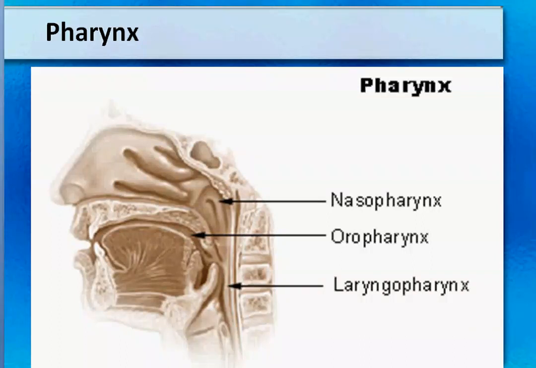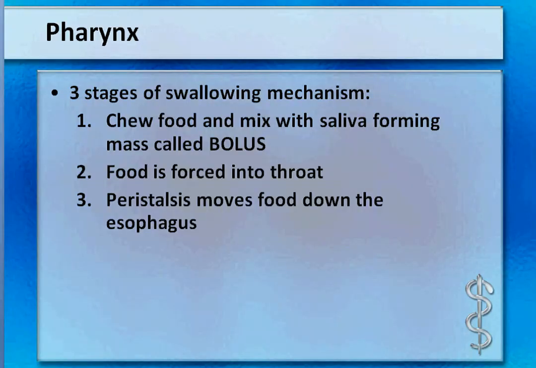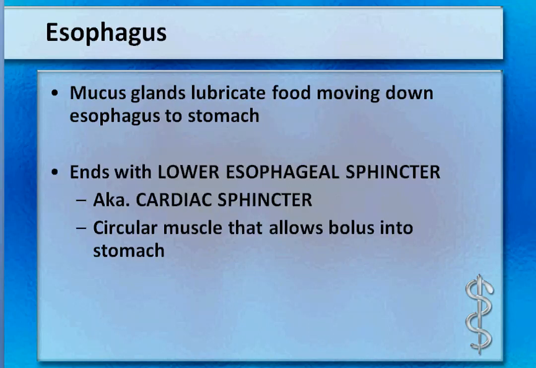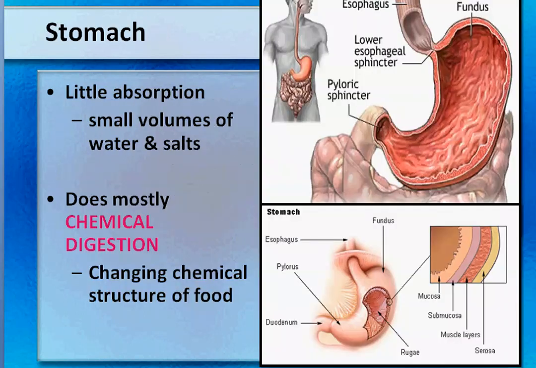There's another view of these guys. Kind of get the idea. Here's three stages of a swallowing mechanism. Excellent test question. Going on to the esophagus, starting with the first sphincter, the upper esophageal sphincter, and ending with the lower, also known as the cardiac sphincter, which is going to allow things into the stomach.